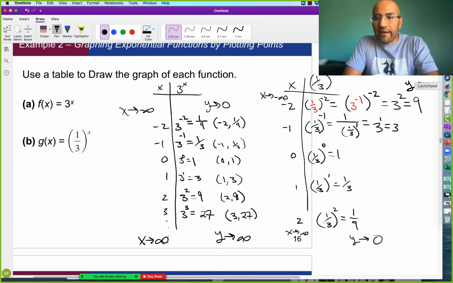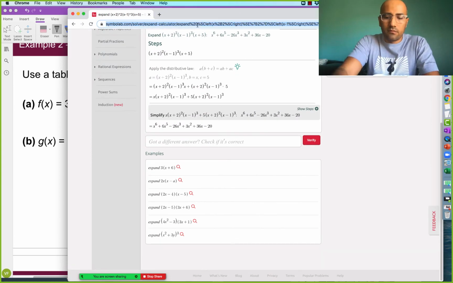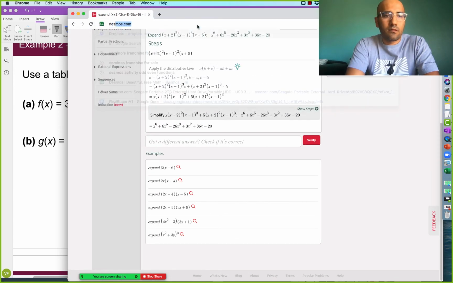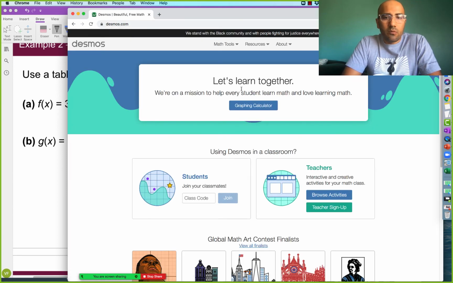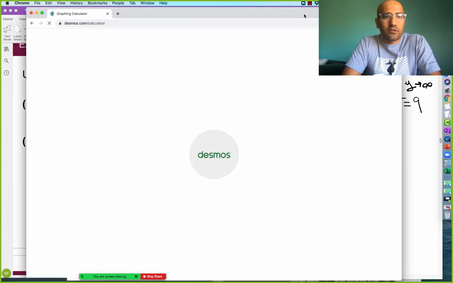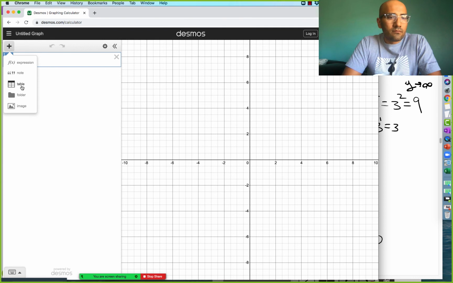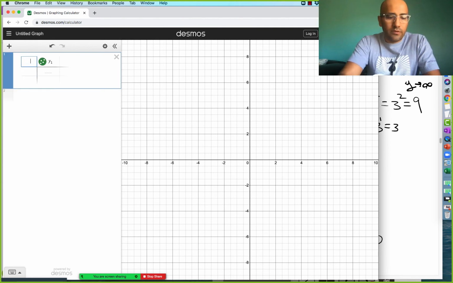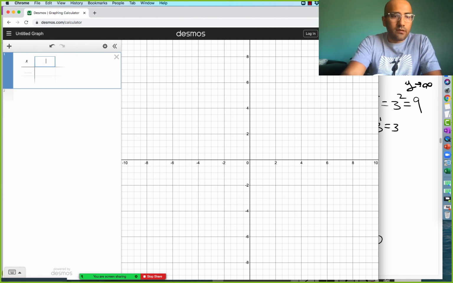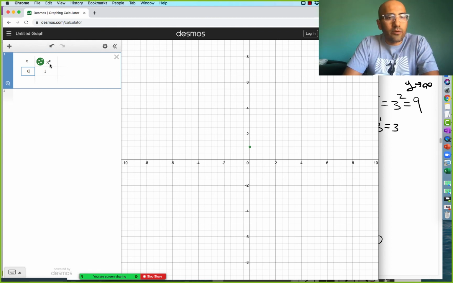All right, so let's look at the graphs. Let's use Desmos to create the same thing. So before we know how to graph anything, we'll just start off with graphing a bunch of ordered pairs. Let's create a table. Let's use 3 to the power of x. All right, so 0 leads to 1. 3 to the 0 power is 1. So that's this dot right there.